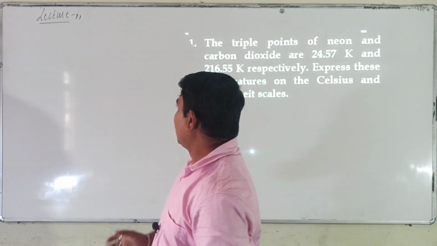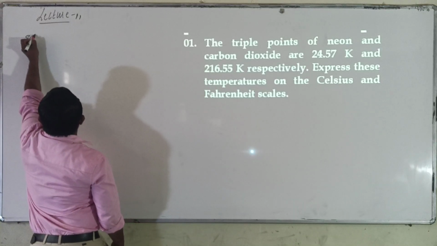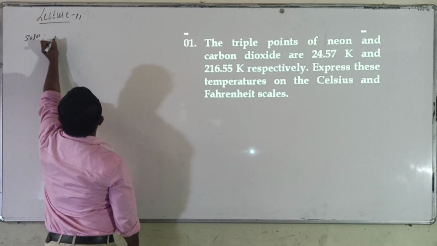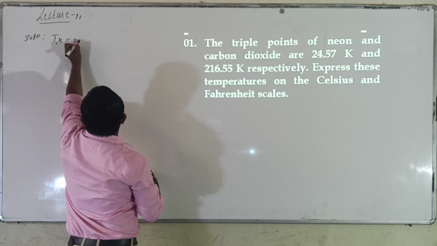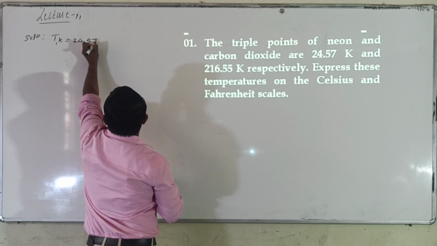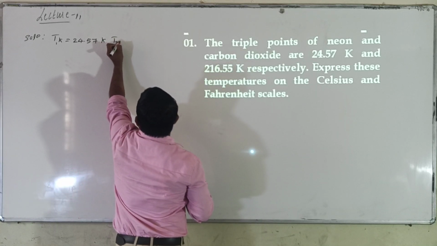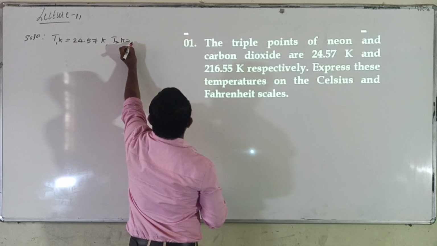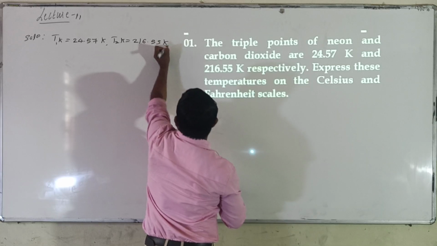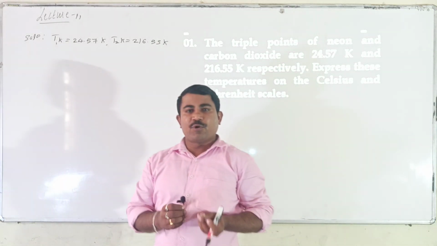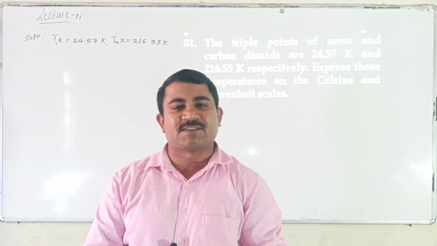Shall I take here? Look at me. What is given? The triple point. Shall I go to the solution? The triple point T in Kelvin is given. For neon I will take T1K, the triple point of neon, 24.57 Kelvin. Right. Then for carbon dioxide T2K equals 216.55 Kelvin. What we need? Both these temperatures I need to express in terms of degree Celsius and Fahrenheit system.